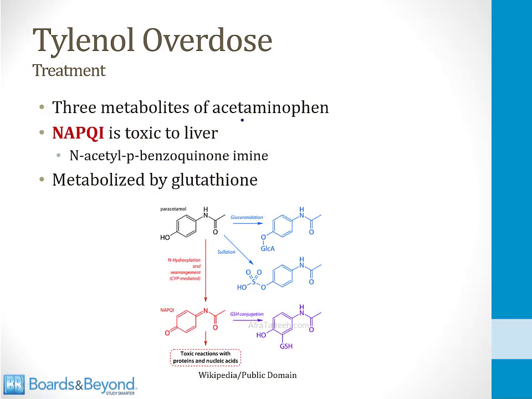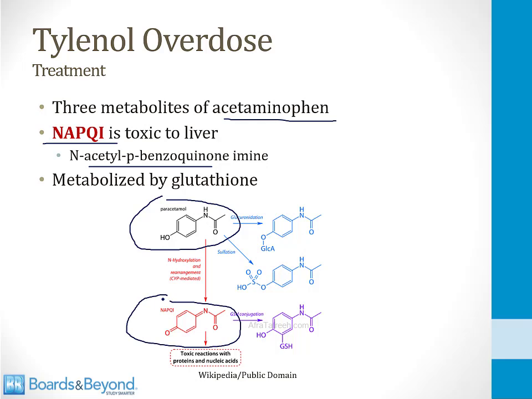There are 3 metabolites of acetaminophen, but the one that's toxic to the liver is called NAPQI, which stands for N-acetyl P-benzoquinone imine. If you look at the drawing on the screen here, this is a molecule of acetaminophen. It can be metabolized into 3 structures, but one of them is NAPQI, and this is what is toxic to the liver and causes liver damage. But NAPQI can also be metabolized by glutathione into a non-toxic structure. Therefore, if the patient has enough glutathione around, the liver is protected from damage by NAPQI, and that's why N-acetylcysteine is the therapy of choice for Tylenol overdose.